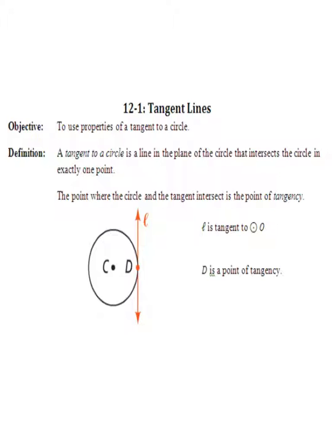So if we've got our circle C here, we name it circle C because C is the point in the middle. And we've got our line L right here. It intersects at point D. Okay, it intersects at a single point at D, so L is going to be tangent to our circle, and D is our point of tangency.